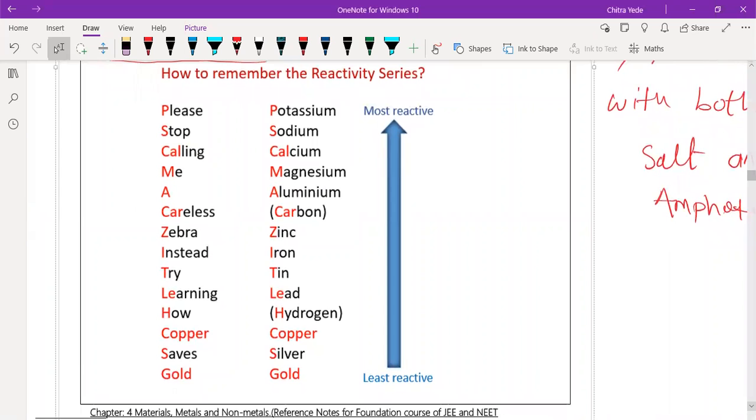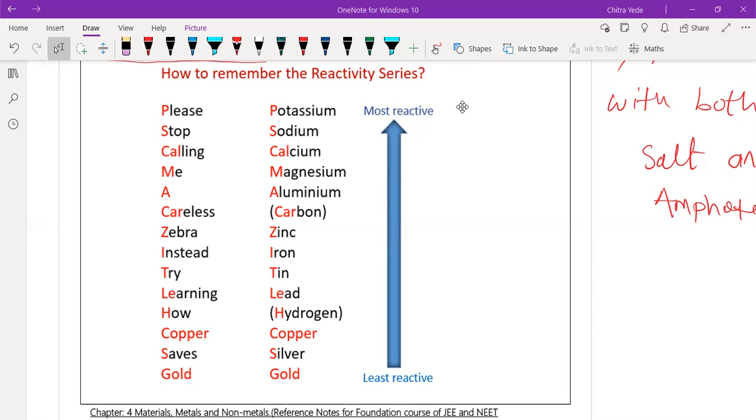Sir, does gold only react with aqua regia? We can't say it only reacts with aqua regia. We can say gold gets corroded with aqua regia. Sir, but gold also reacts with mercury. Wait, beta, let me explain. We can't say that gold only reacts with aqua regia; instead we can say gold gets corroded with aqua regia.